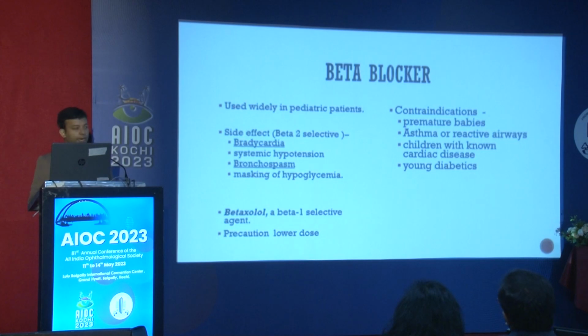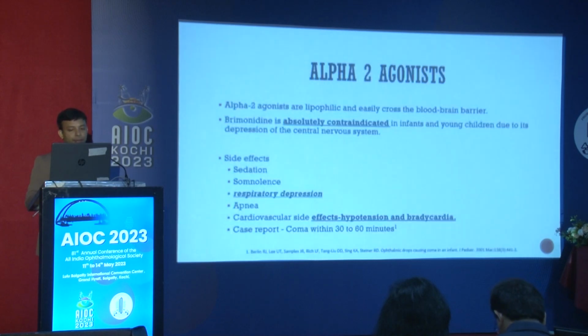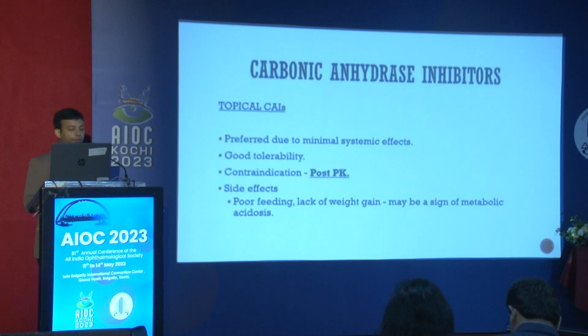So in the pediatric group, beta blockers are widely used, but they should be avoided in premature babies, or if the baby has some restrictive airway disease or asthma or some known cardiac disease. In those cases, it should be avoided. Alpha 2 agonist is strictly contraindicated. It causes CNS depression and apnea. There are case reports that the baby has gone into coma within 30 to 60 minutes of use of alpha 2 agonist. Carbonic anhydrase inhibitors are widely used.